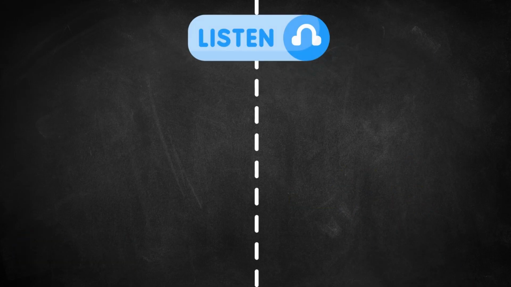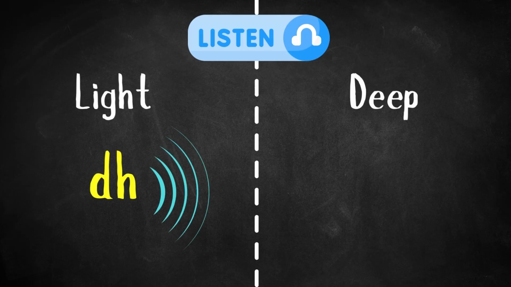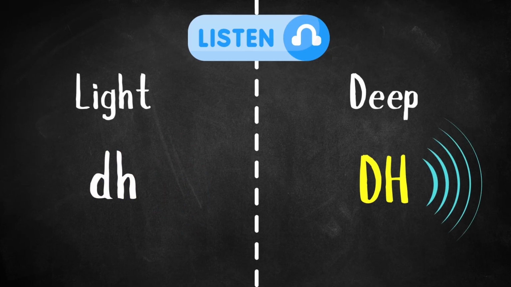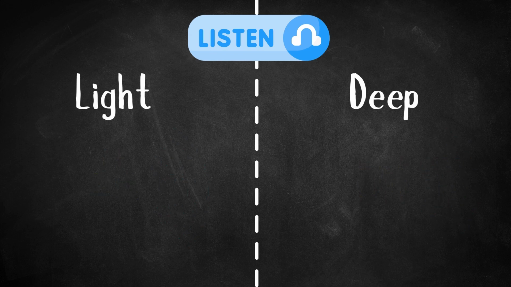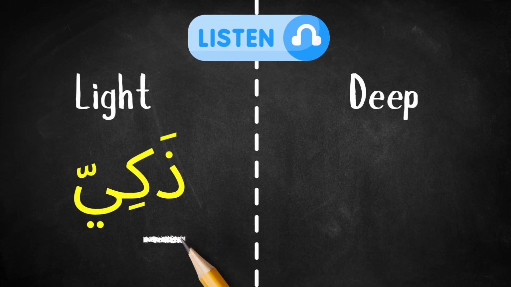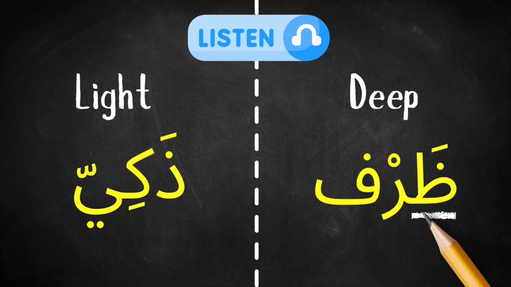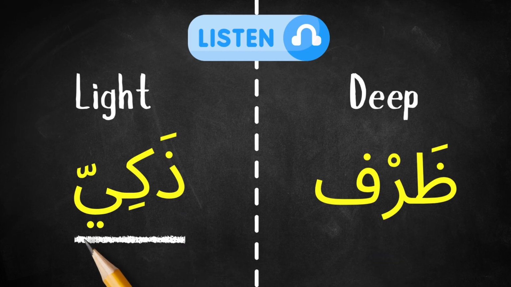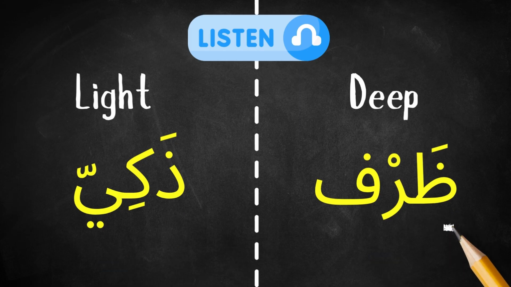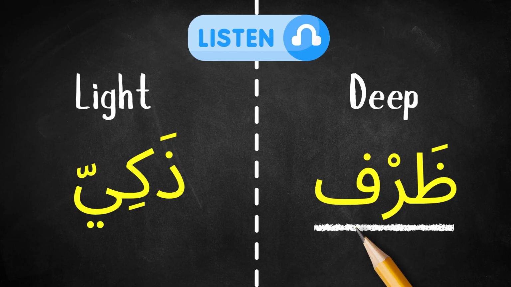Now listen to the difference. One is light and one is deep. ذا ظا, ذا ظا. Now repeat after me. ذا ذكي, ظا ظرف, ذا ذكي, ظا ظرف.